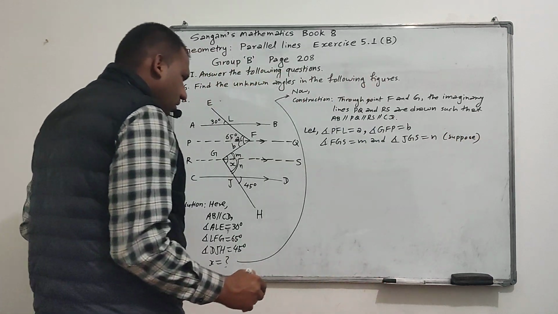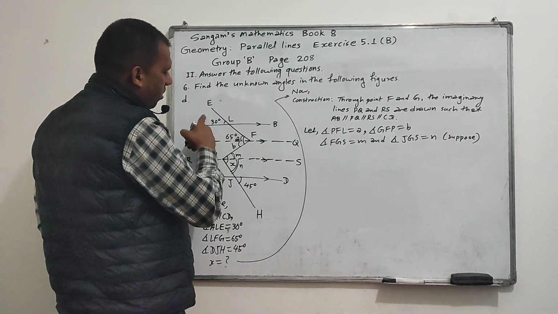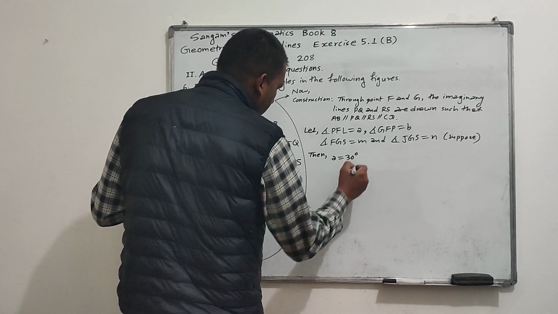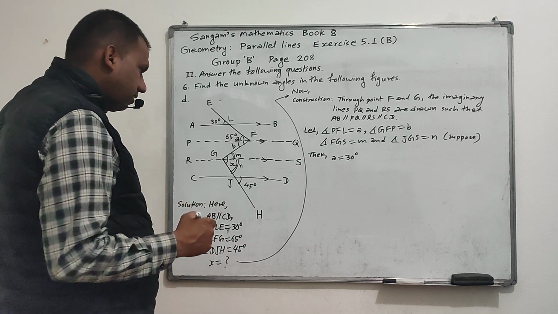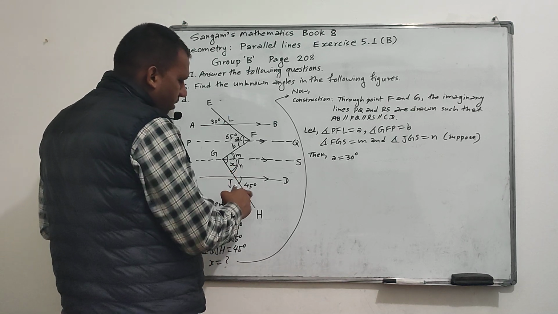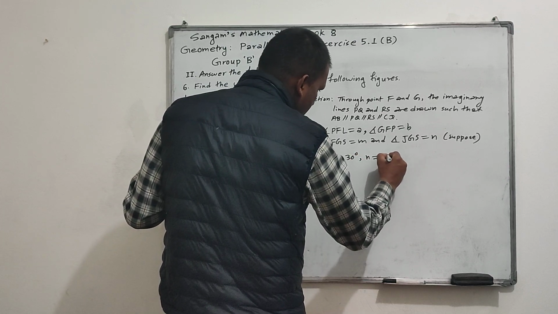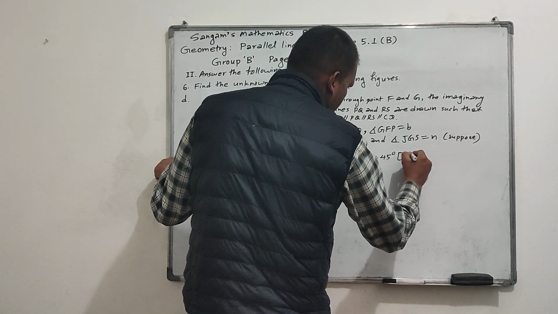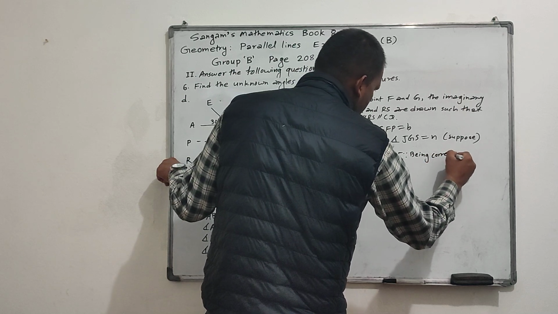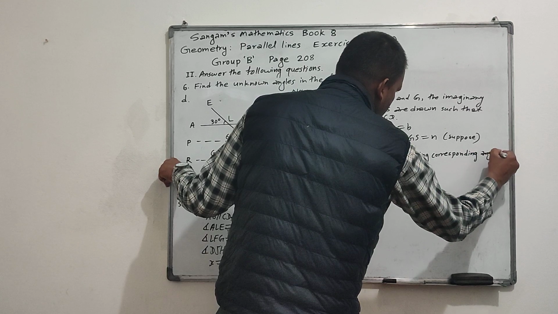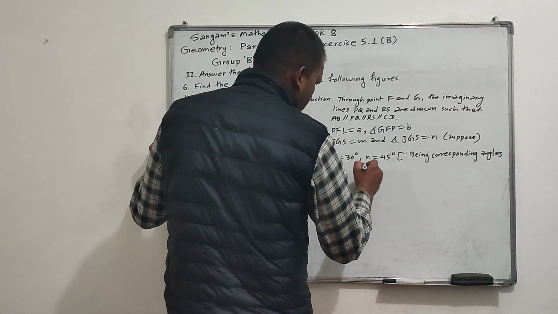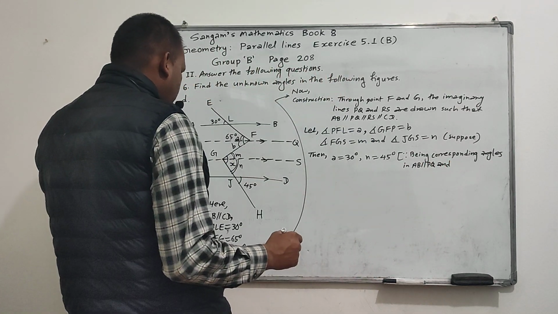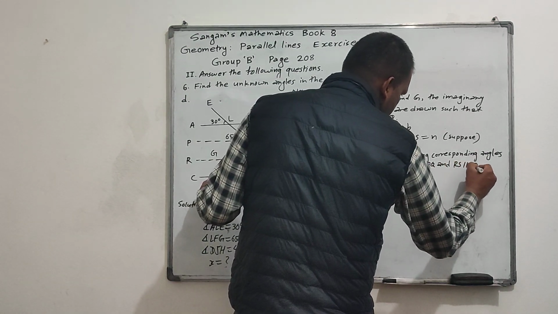That is suppose. After this, you can see A and 30 are corresponding angles. Then A equal to 30 degree, corresponding angles. Similarly, N equal to 45 degree, corresponding angles, being corresponding angles in AB parallel PQ and RS parallel CD respectively.